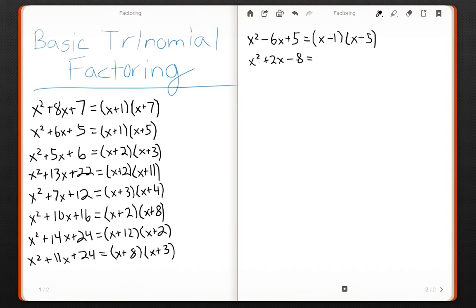So possible factors of 8 are 1 and 8 and 2 and 4. So in order to multiply to 8, in order to add to 2, we need to have x plus 4 and x minus 2.